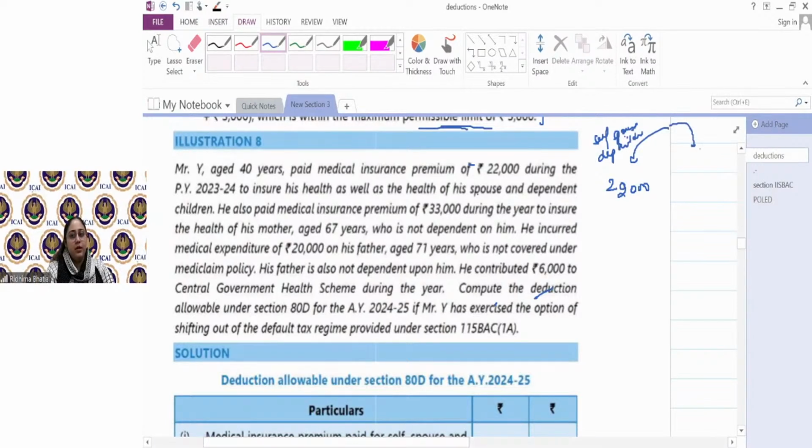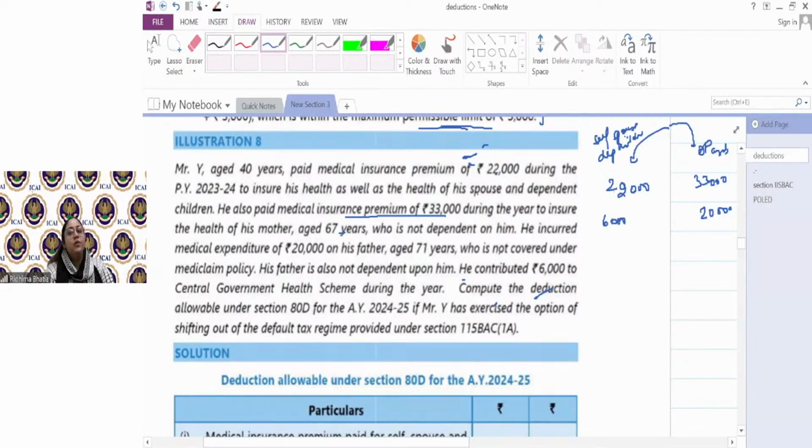And here comes the others' kitty, not others, the parents' kitty, sorry. Okay, 22,000 he did for himself. He also paid medical insurance premium of 33,000 during the year for mother who is 67 years. So 33,000 for mother does come here, no problem, perfect. Then he incurred 20,000 for his father, age 71 years. Can he incur? Yes. Who does not have medical policy, that is also eligible. Then he contributed 6,000 to CGHS. It comes here, 6,000 guys.